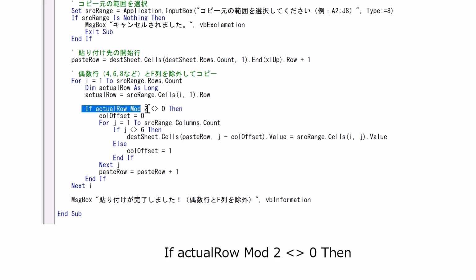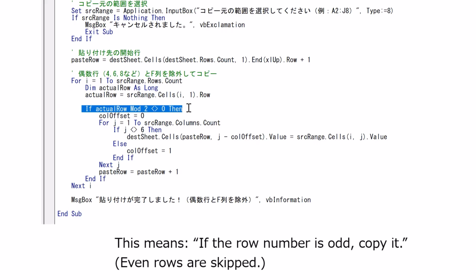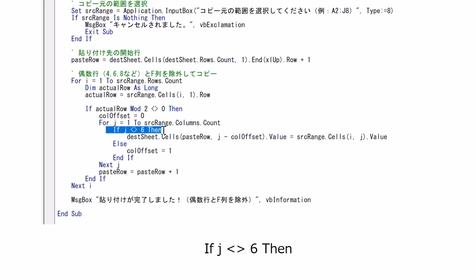If actual row Mod 2 <> 0 Then. This means, if the row number is odd, copy it. Even rows are skipped. If J < 6 Then.